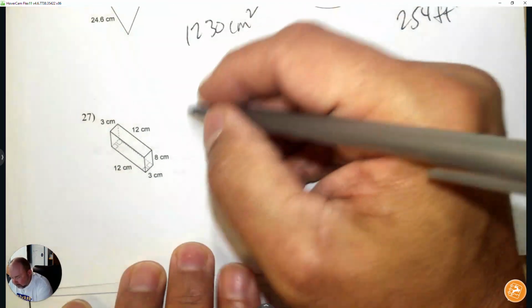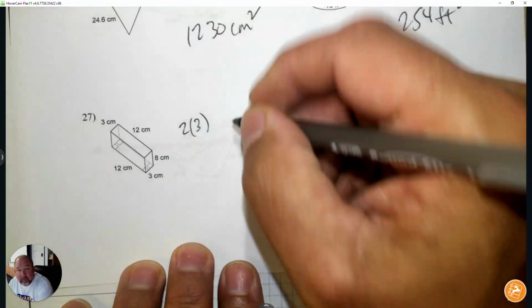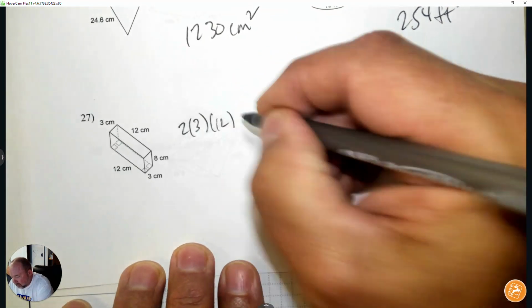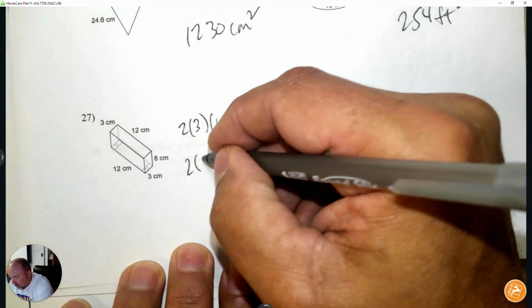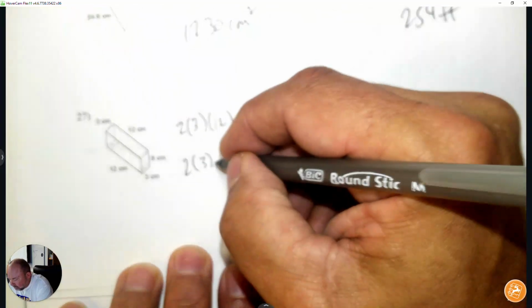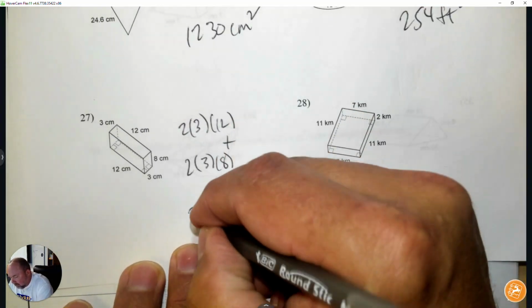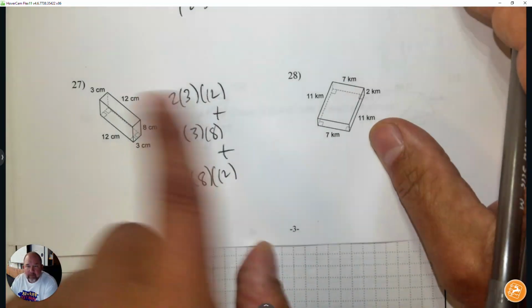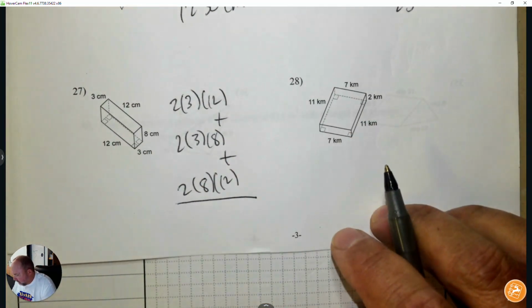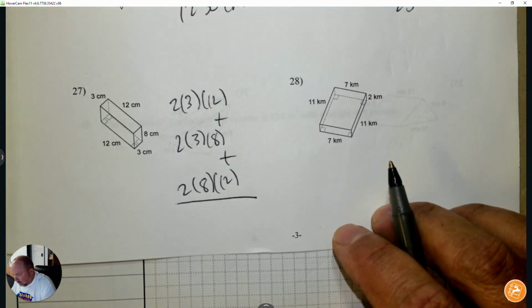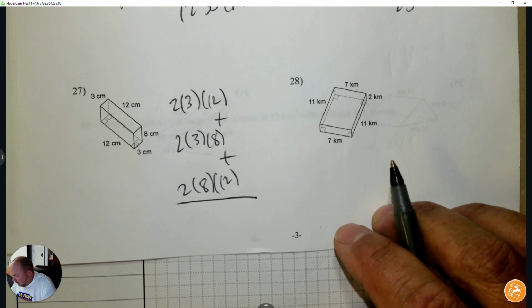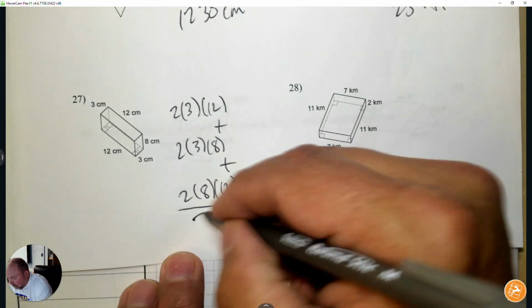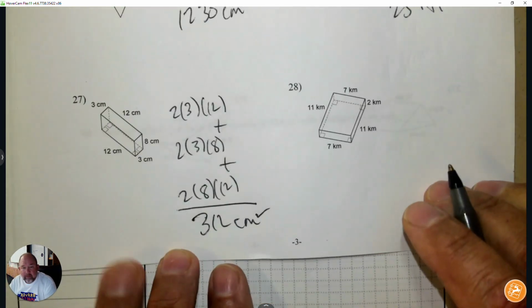This one, we're going to go each rectangle times 2. So 3 by 12 times 2. And then 3 times 8 times 2. And then 8 and 12. And then put that in your calculator to get the answer. So 2 times 3 times 12 plus 2 times 3 times 8 plus 2 times 8 times 12. 312. And again, that's centimeters squared.